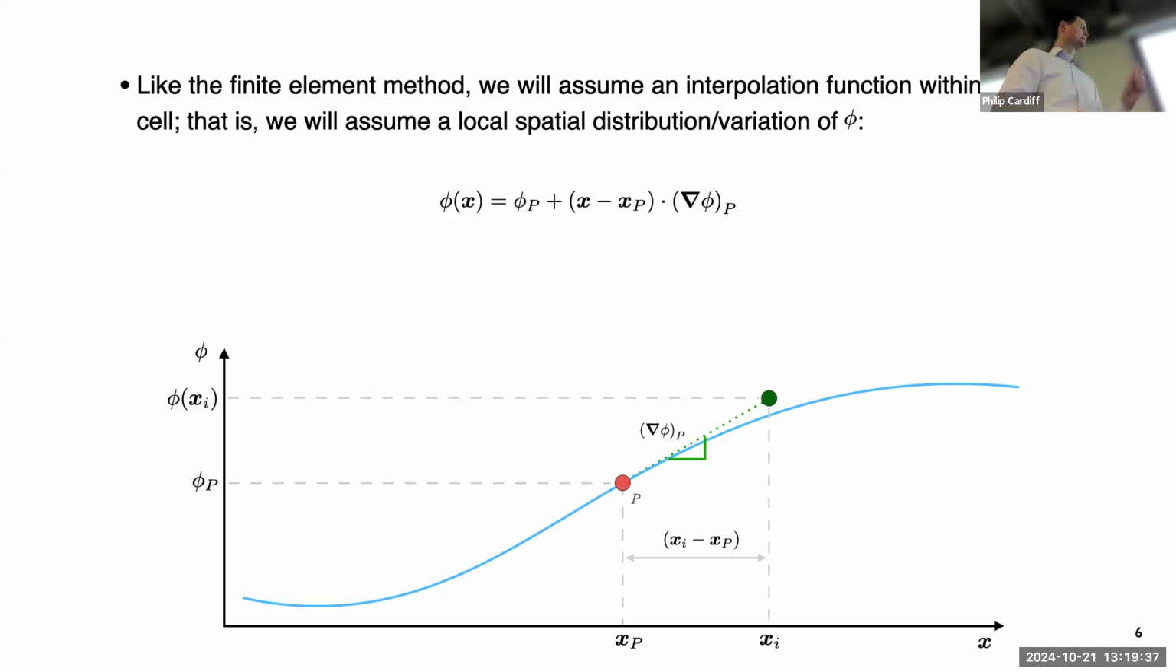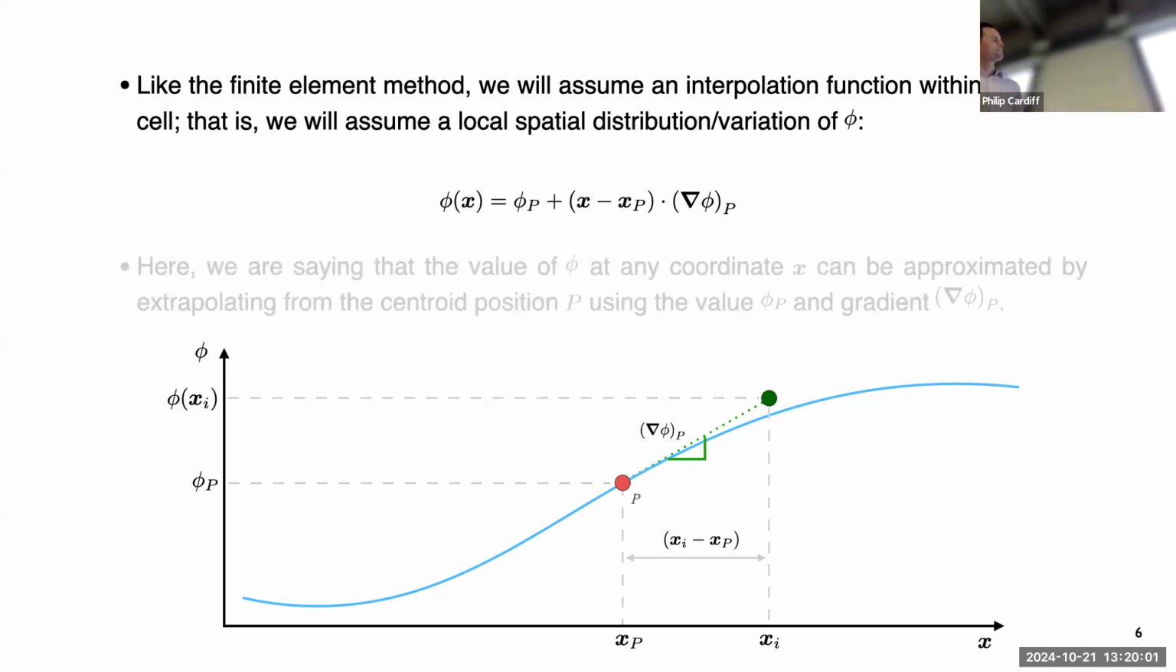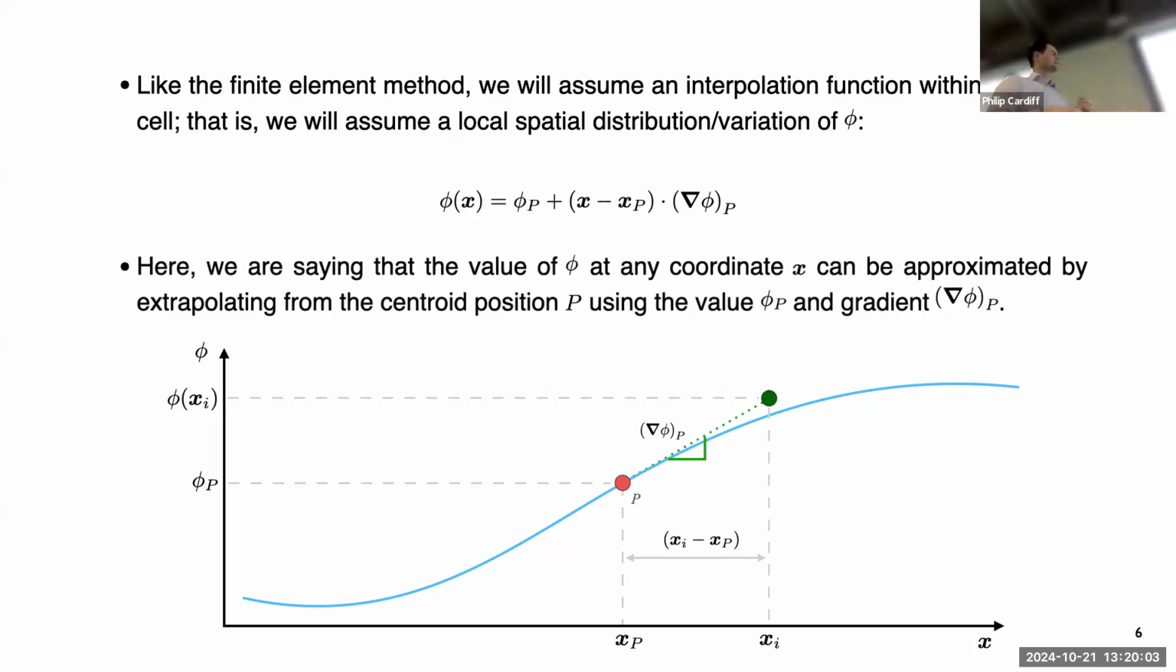One of the key components of many finite volume methods is that within each cell, we use a formula like this. We say the value within each cell is equal to the value at the center of the cell, and we extrapolate from the center using the gradient at the center. That means we only need the value and the gradient at the center, and that's enough to get rid of the continuous function. So we're saying the value of phi, whatever we're going to integrate, is a function of x, some coordinate. We can approximate that by taking the value at some point and the gradient at that point and extrapolating in any direction.